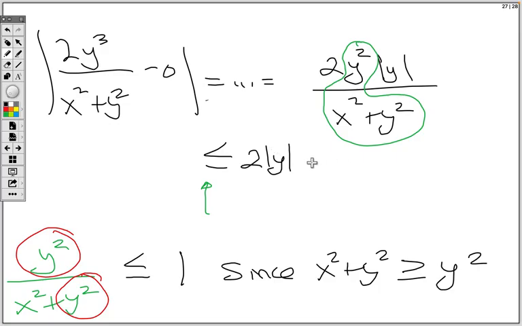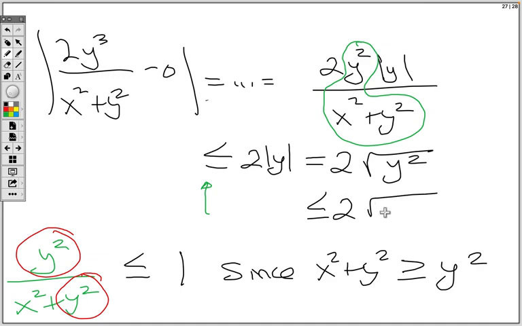So now I can write this as 2 square root of y squared, which in turn is less than or equal to 2 square root of x squared plus y squared. So I'm just replacing the absolute value of y with the square root of y squared. And here I'm just replacing what's underneath the radical with something that's potentially bigger than it. Once again, by adding an x squared.